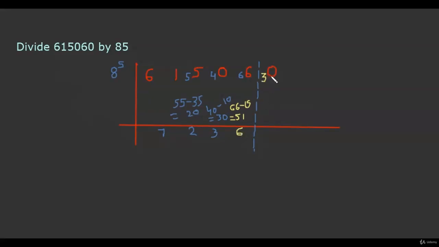So 30 becomes the next dividend number. From 30, in order to get the net dividend number, we subtract the product of the flag digit and the previous quotient number. 5 multiplied by 6 gives us 30, and the difference of 30 and 30 is 0. So 0 over here. The quotient is 7236. So this is how, by applying the straight division method, we can divide any big number by a 2-digit number.